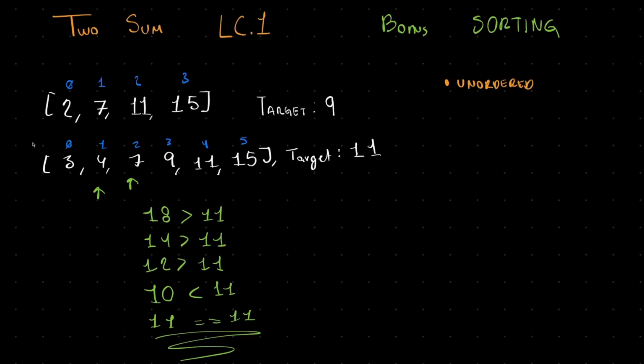Now, this solution is not applicable for the LeetCode solution, because LeetCode is asking you to return the indices. And if you change the order of the array, you're going to lose the information of the indices, right? So if we had, say, an array like the following, we had, I don't know, 3, 6, 7, and 1.